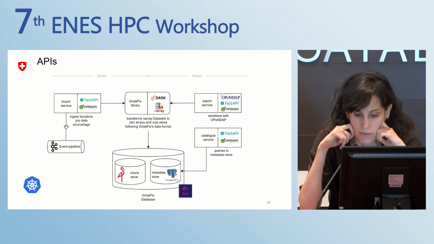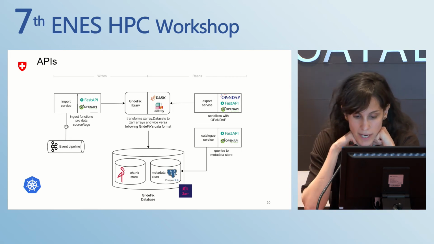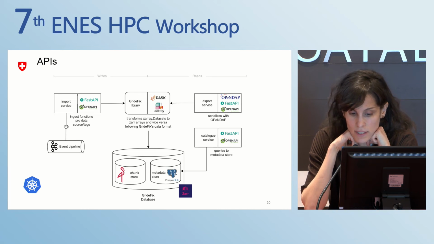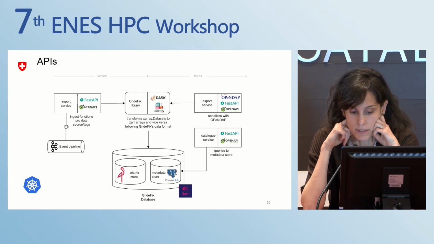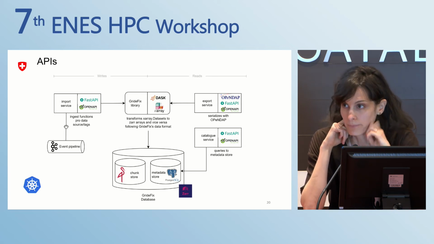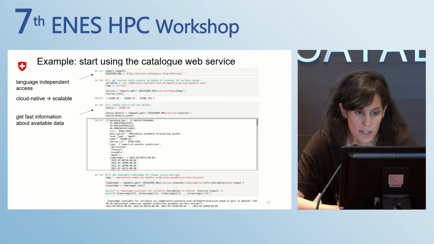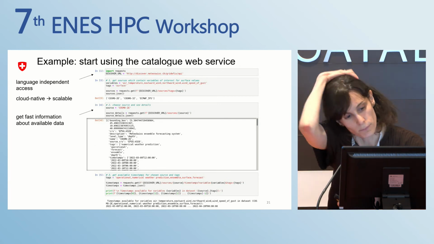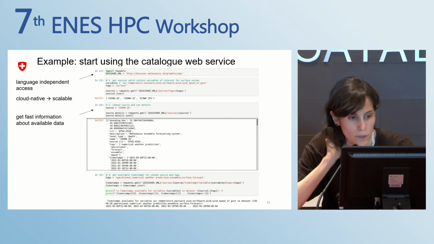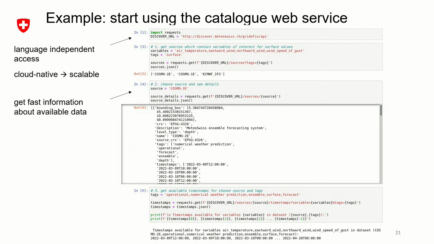And then finally, we also have, on the bottom right, the catalog service, which makes queries directly to the metadata store to see what's available. And that's quite efficient. So here's an example of how this works now. With a Jupyter notebook, you can refer to your Discover service. Here it is with Python, but you could use it with any language.